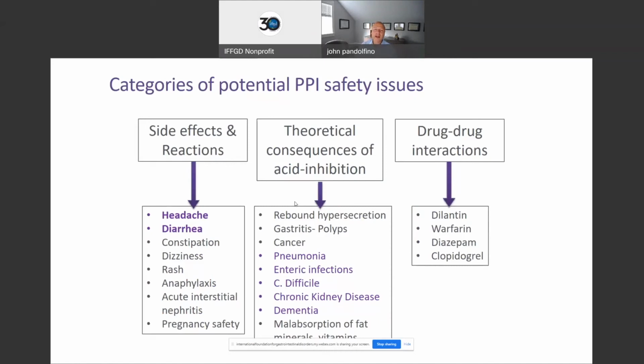There are some theoretical consequences of acid inhibition that are related to potentially changing the pH in the GI tract that may lead to specific problems. And we'll talk a little bit more about this as we walk through the PPI safety issues. And then, of course, there are some drug-drug interactions where your doctor will probably make sure that you either change your medicine or alter your dosage of dilantin, warfarin, diazepam, and clopidogrel. So once again, I think your doctor is going to be keyed in on that.